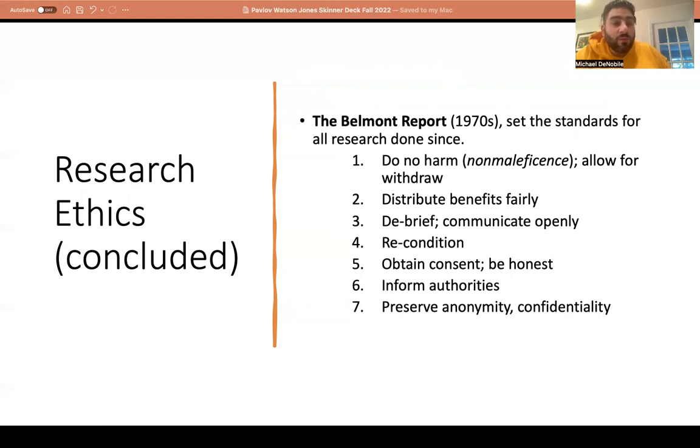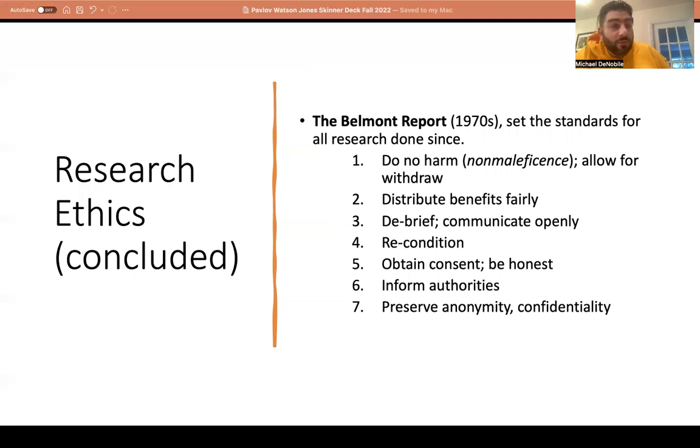There was a realization, especially in the United States, that we need a set of standards for all research to be done. The set of standards is non-maleficence, to do no harm, and to allow individuals to withdraw from an experiment at any point. You should not be forcing participants to participate in an experiment if they choose not to. They have their own autonomy and agency.